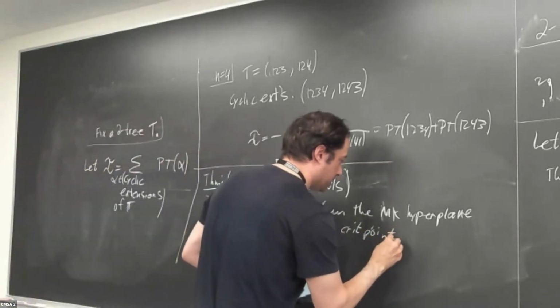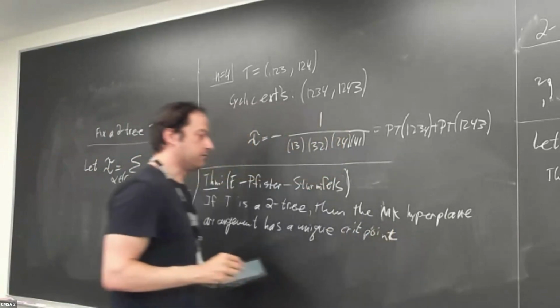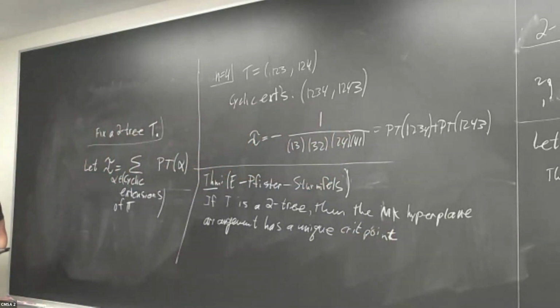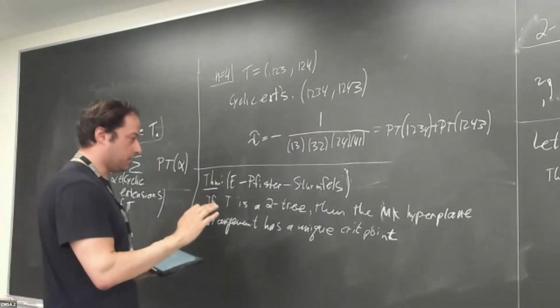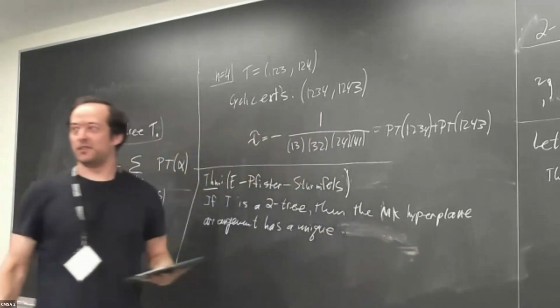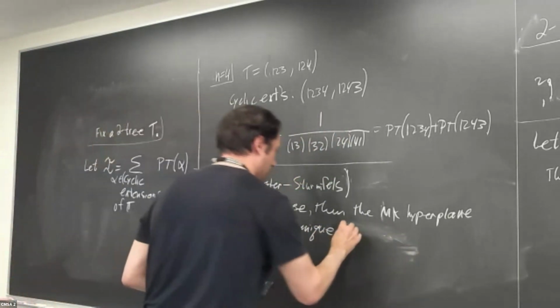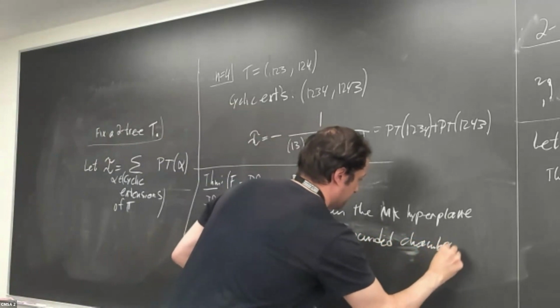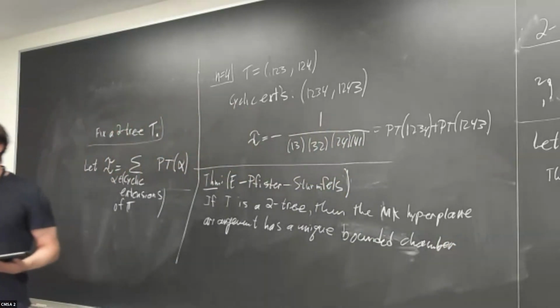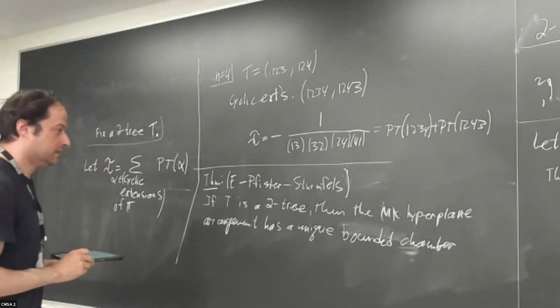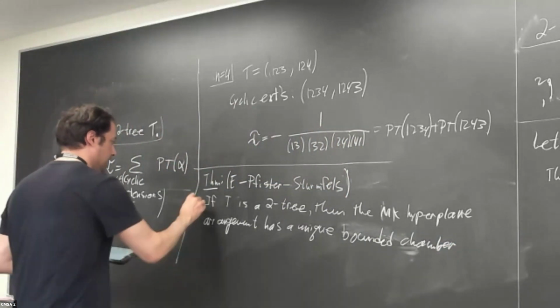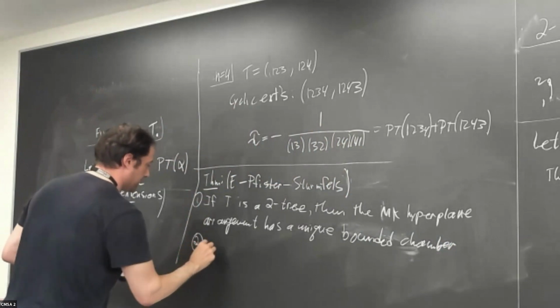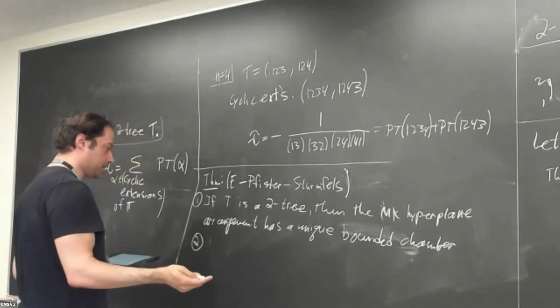A little bit beyond the scope, but sorry, I lumped 2 in item 2 into the unique bounded chamber. That corresponds to the critical point of that function. Yeah, the critical point will be inside that bounded chamber. And 2, we have an explicit formula for the value of that critical point.